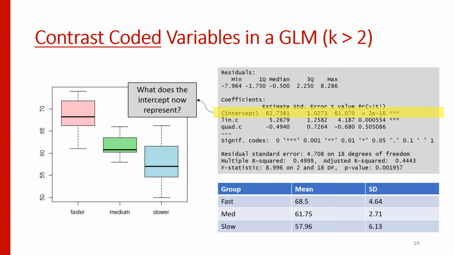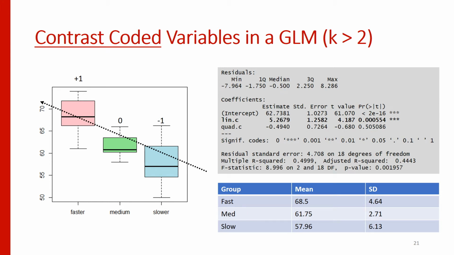62.7381. And the other thing that we could see is that the values of those slopes have changed, and specifically, this second predictor is now no longer statistically significant. When this was a treatment code telling us about the difference between the fast group and the slow group, it was statistically significant. Now with this quadratic predictor, it is not. So why is this effect not statistically significant in this situation?